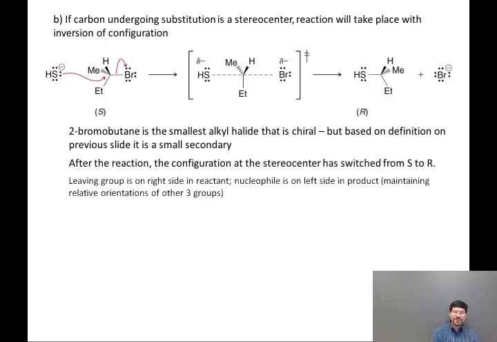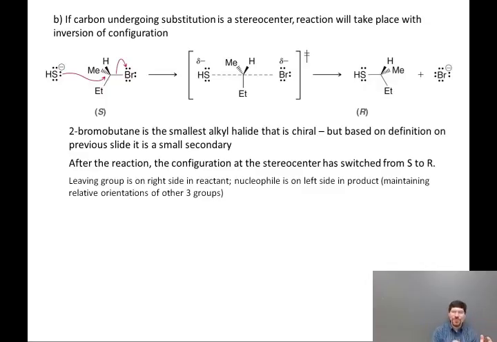In the starting material, the configuration of the 2-bromobutane is S. In the product, the configuration at the stereocenter in the thiol is now R. Okay, so the configuration has switched from S to R. And the way to think about this is that in the reactant, the leaving group is on the right side, and in the product, the nucleophile is on the left side. The other 3 groups on that carbon, the methyl, the ethyl, and the hydrogen, have maintained their relative orientations.